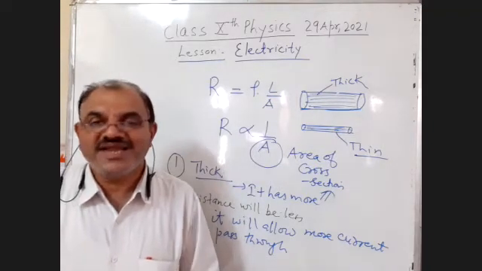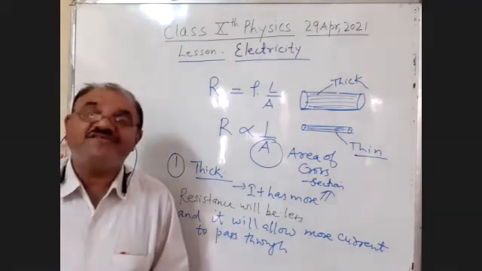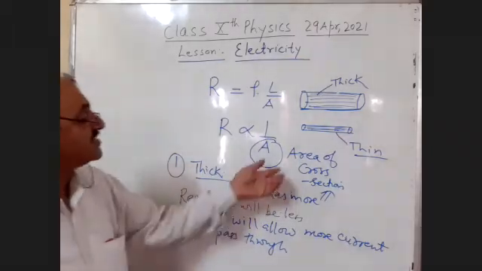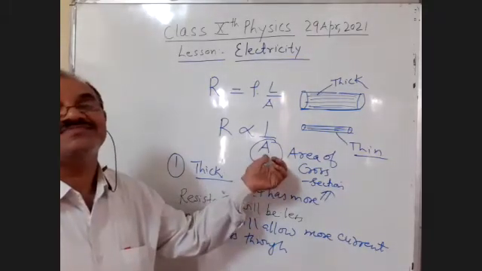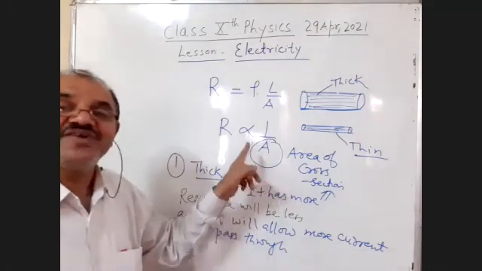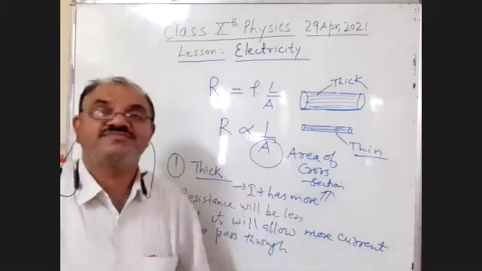So next statement is, if the wire is thin, it means the area of cross section is less. If the wire is thin, the area of cross section is less. Once the area of cross section is less, it means the resistance is more.